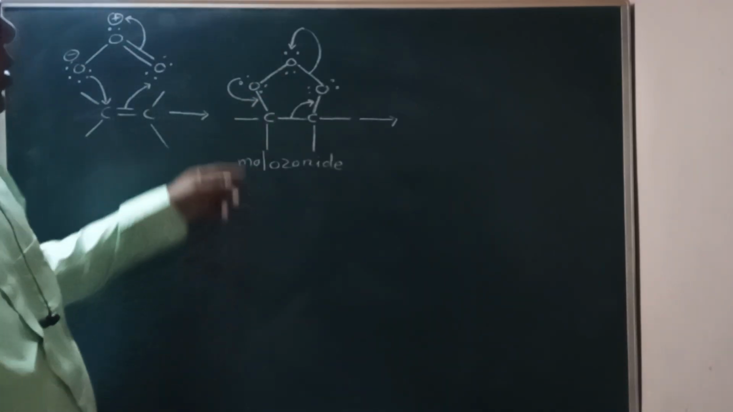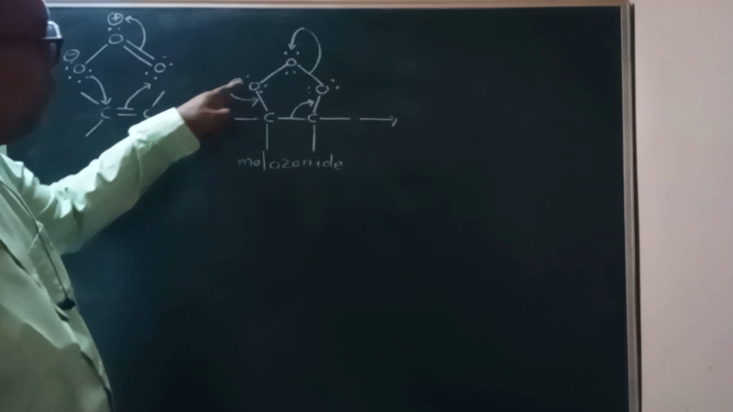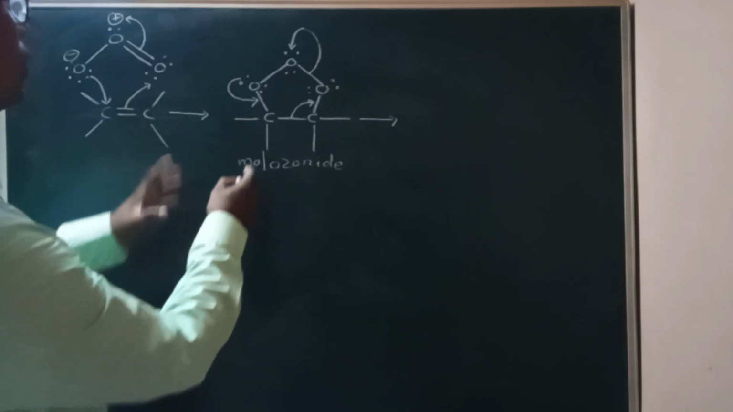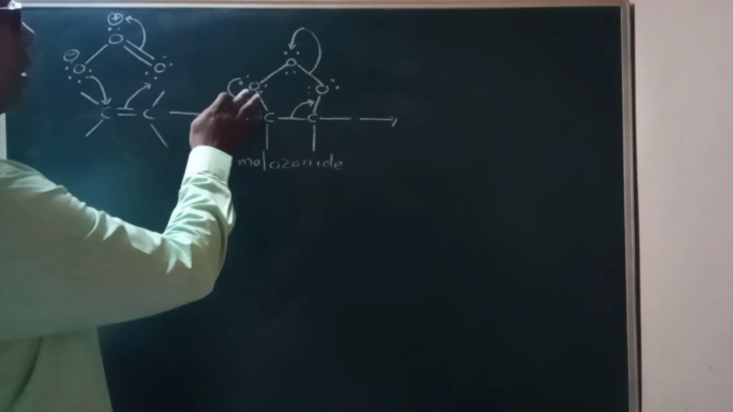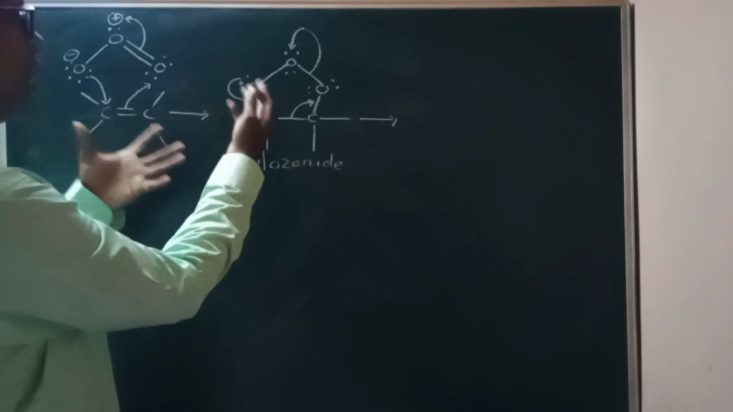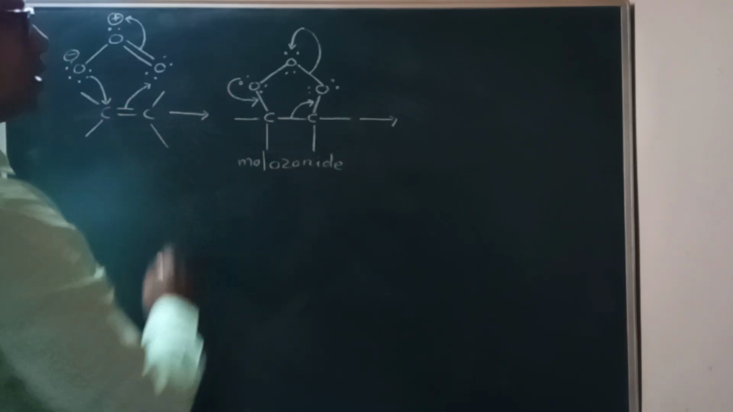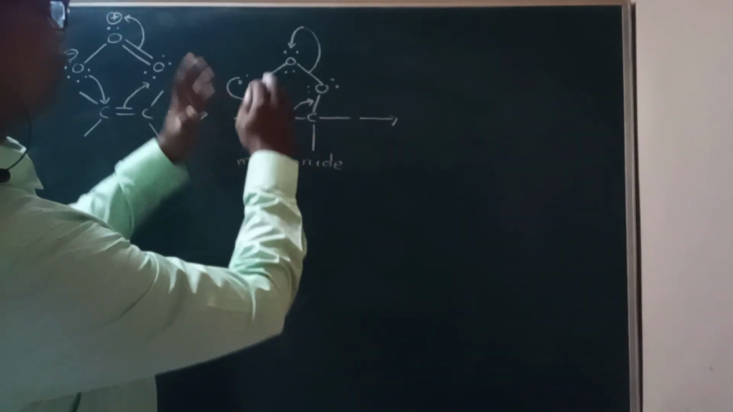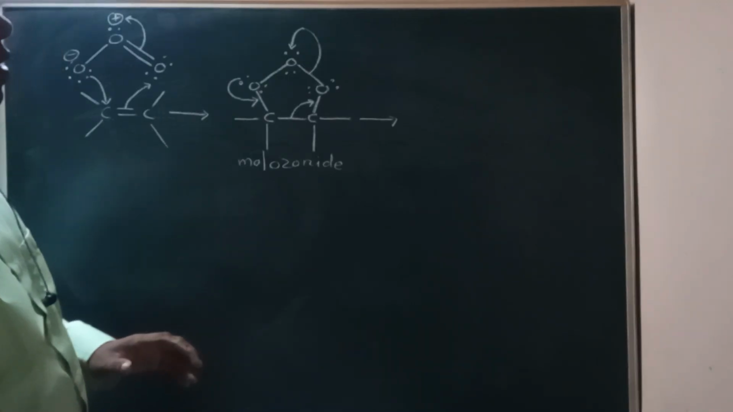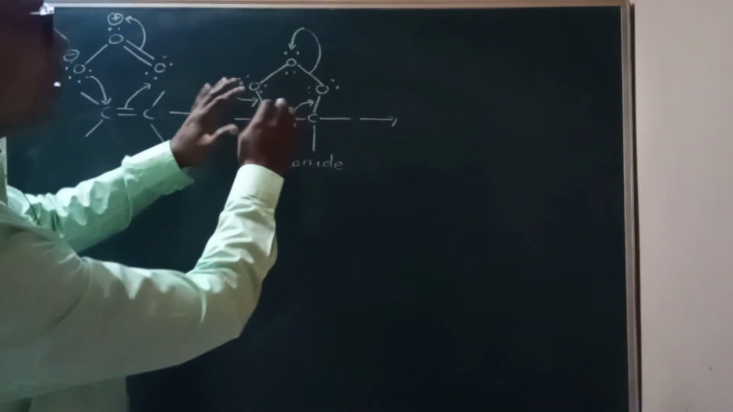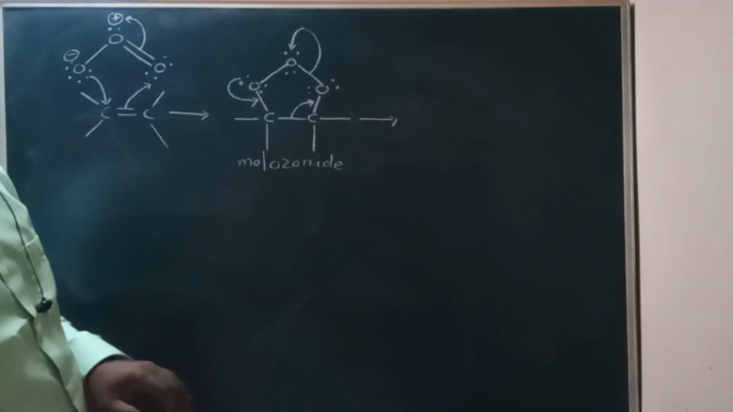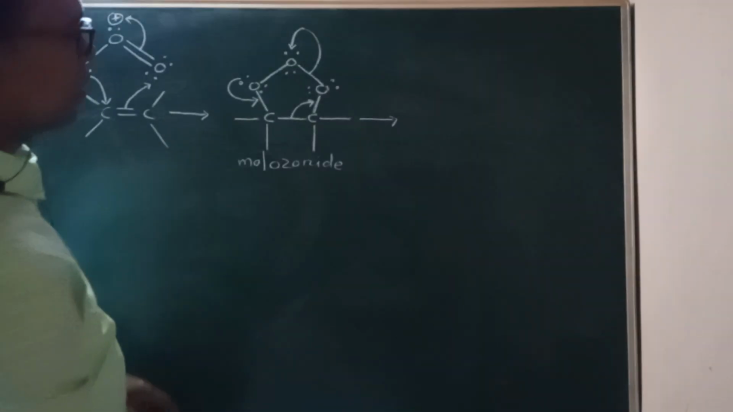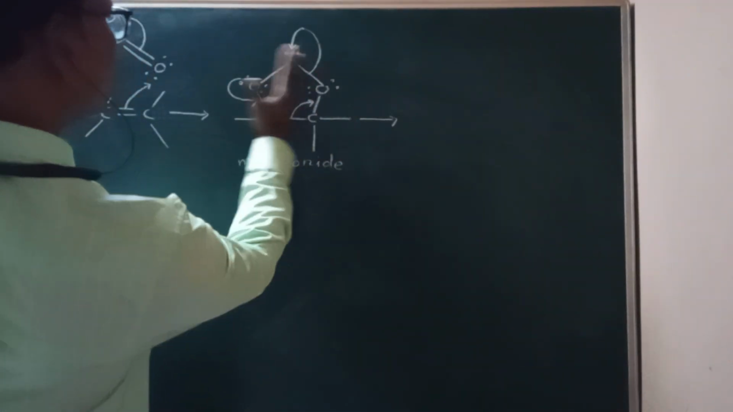Okay, and because we're shifting this electron pair in between carbon and oxygen, because of the absence of one electron pair, or because of the three valences of this oxygen, now it carries a positive charge, right? So here actually, after such a shifting of electron pairs, this molozonide is fragmented. So it gives us two fragments. Okay, we get this as one fragment and this as the other fragment.